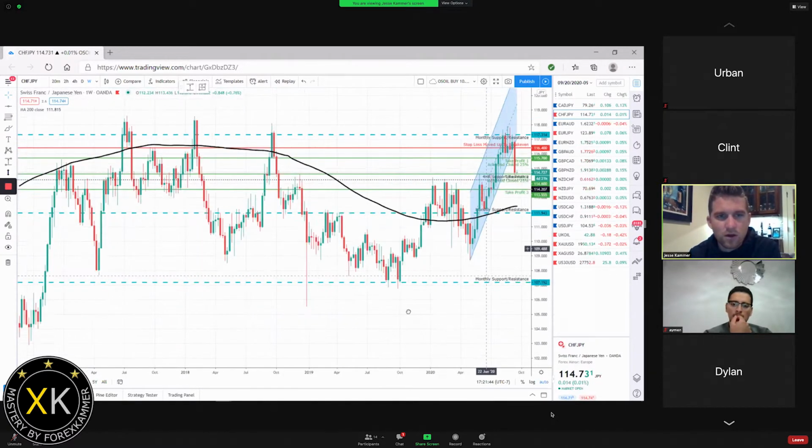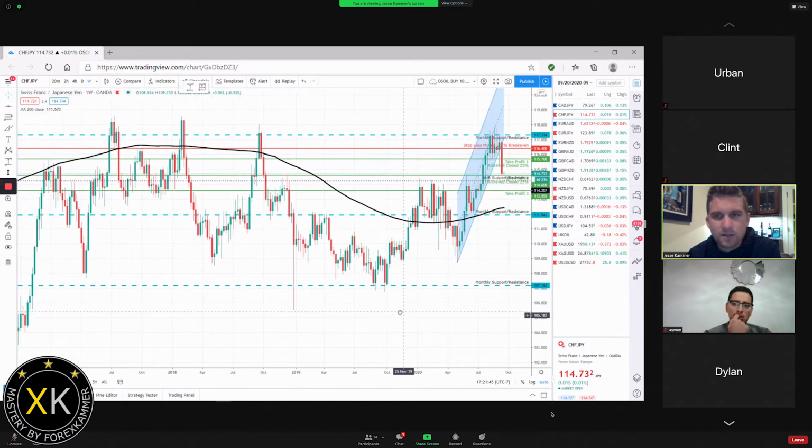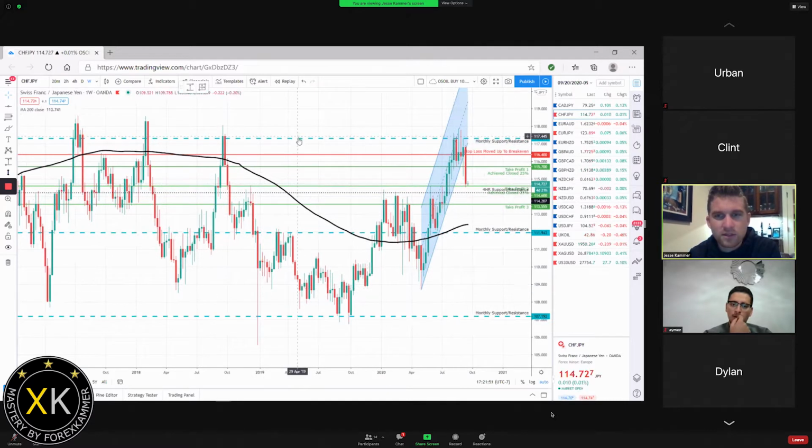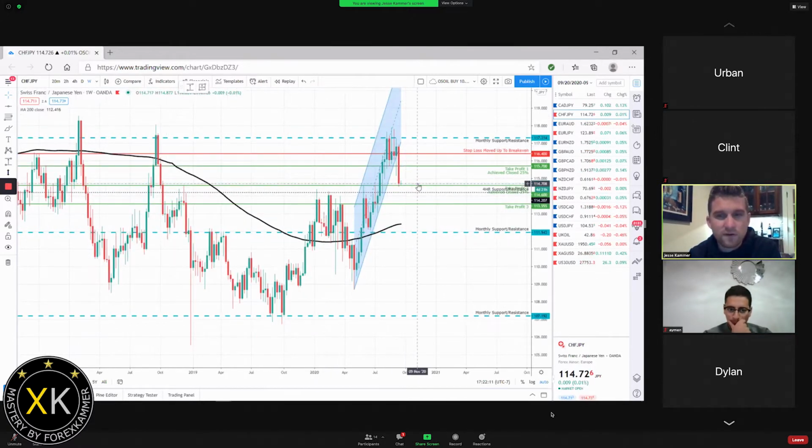Another thing I want to note is every time we've reached this monthly resistance here, right? We reached it here, we reached it above here, and here, we've actually had a really impulsive move down. Impulsive move down, impulsive move down. So I think it's a 50-50. I think it's a 50% chance we'll see that retracement, 50% chance we'll see that continuation.